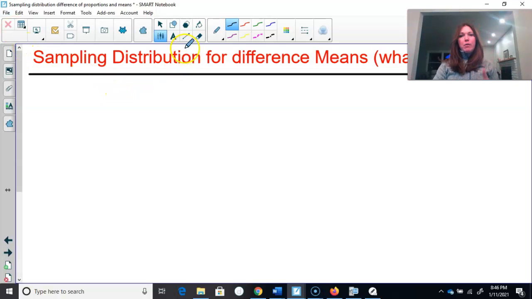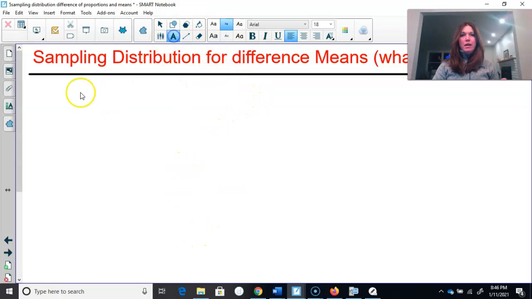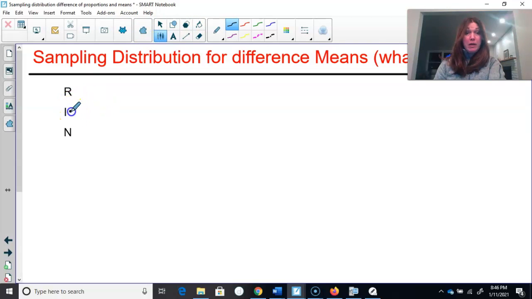But at least what I want you to do is look at the sampling distribution. So what changes when it's a difference of means? First thing that changes is when you're doing your conditions, your R, your I, and your N. You still have the 3 arrows for the I, just like we did over in the proportions. And just remember for the N, it's N is greater than or equal to 30, for both of them.